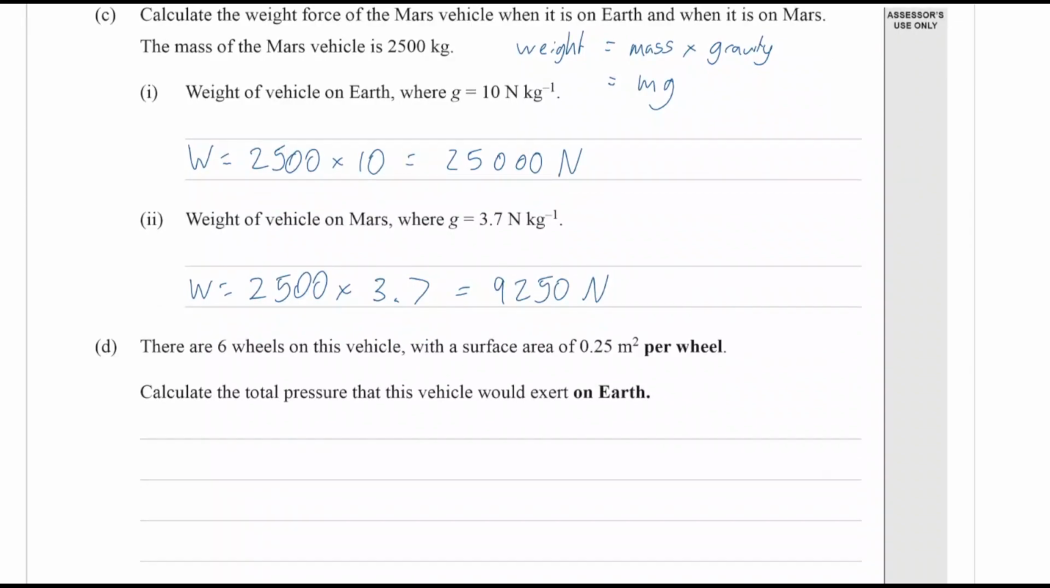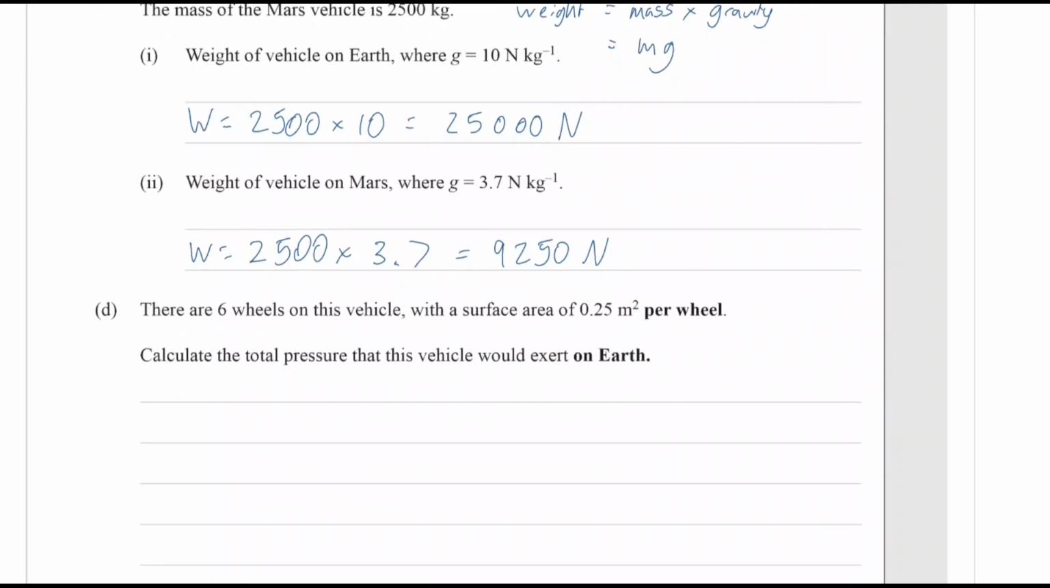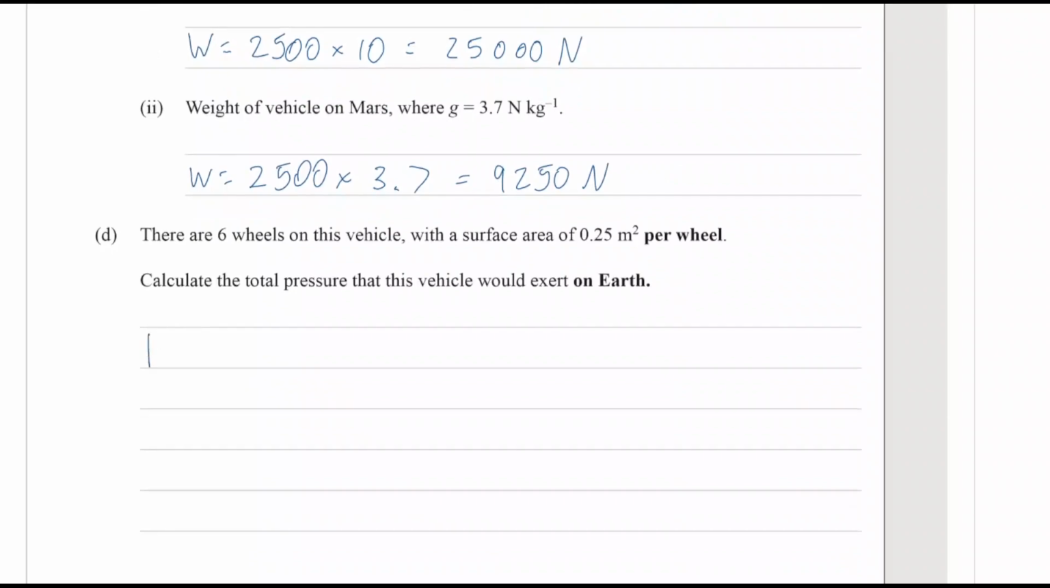Okay, so there are 6 wheels on this vehicle, and each wheel has a surface area in contact with the ground of 0.25 meters squared. Right now, let's say they're going for a test run out somewhere, maybe your mate's farm, right, on some soil. What is the pressure that this vehicle exerts on the ground? Cool. So we know pressure is equal to the force divided by the area. So the force downwards on the ground divided by the contact area.